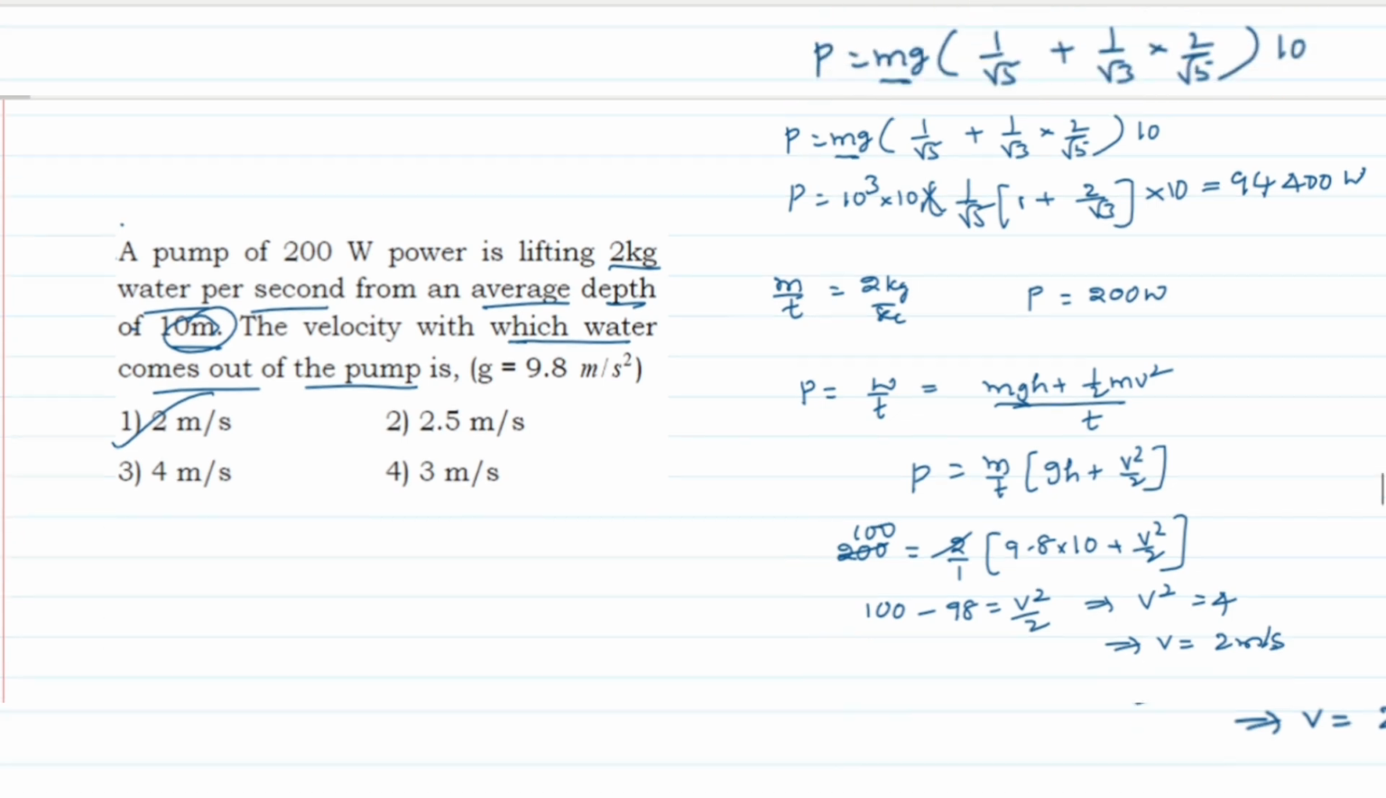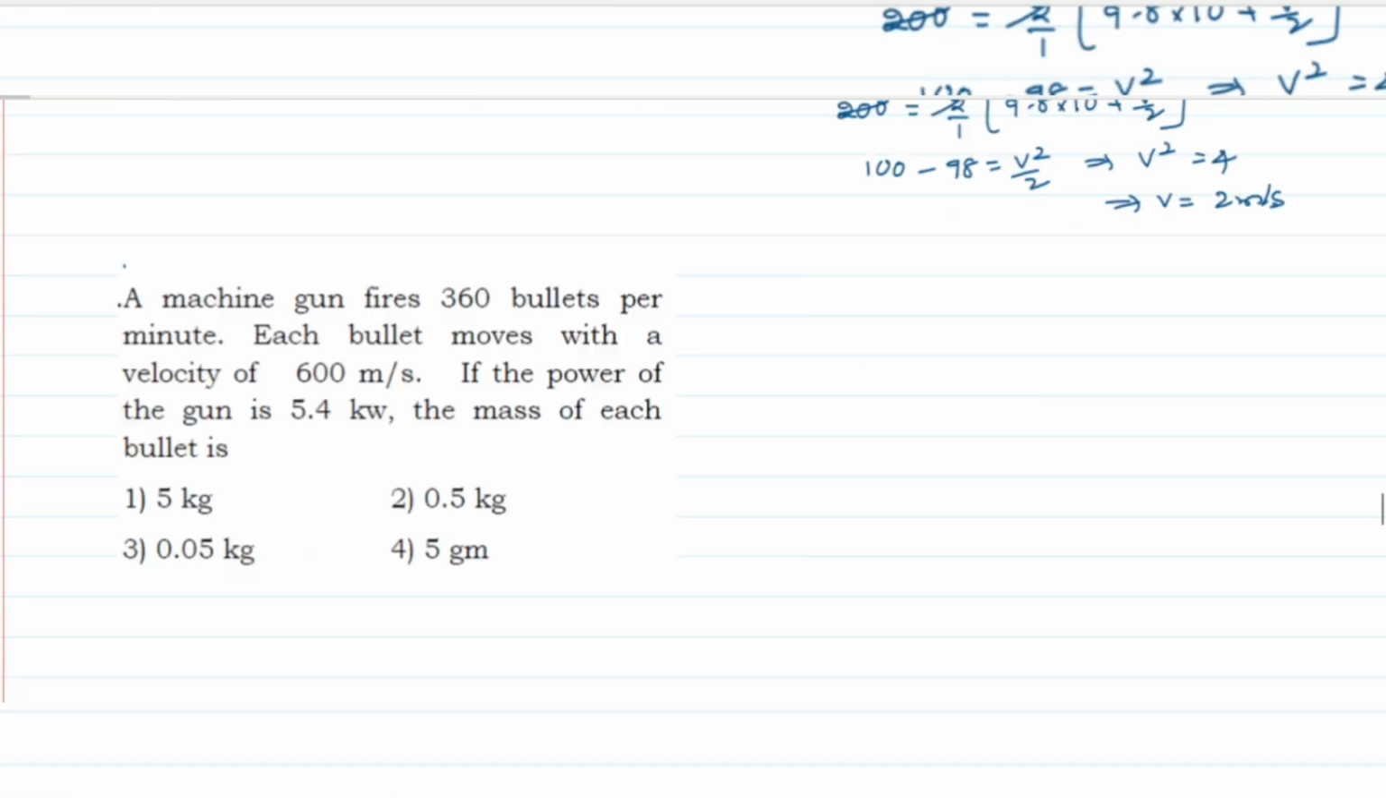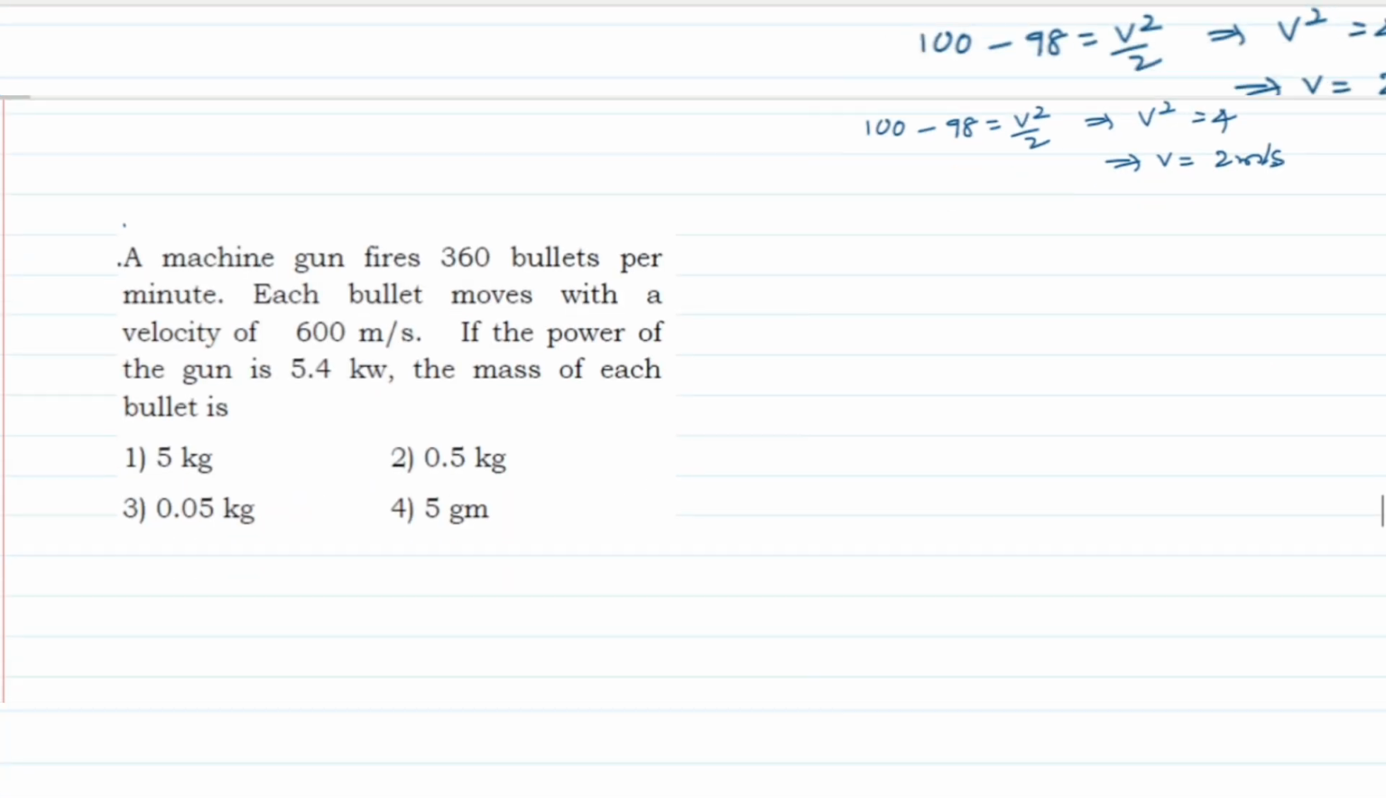Let us see the next question. The next question says a machine gun fires 360 bullets per minute, and each bullet moves with a speed of 600 meter per second. If the power of the gun is 5.4 kilowatts, find the mass of each bullet. So here you are delivering the bullet by using the machine gun.